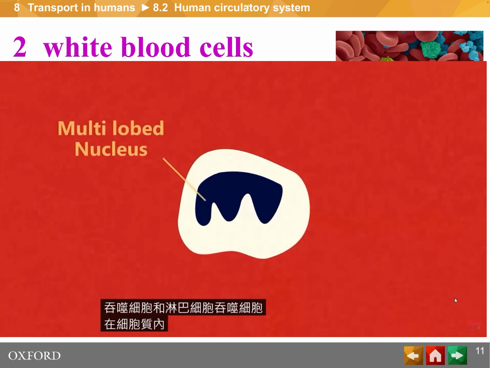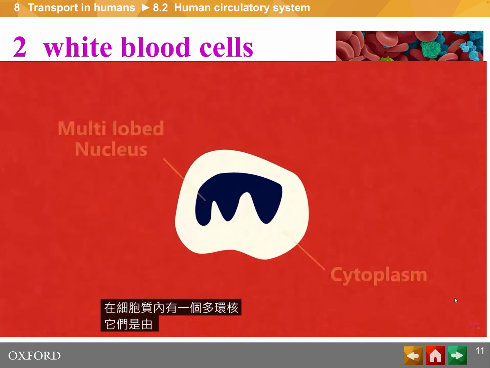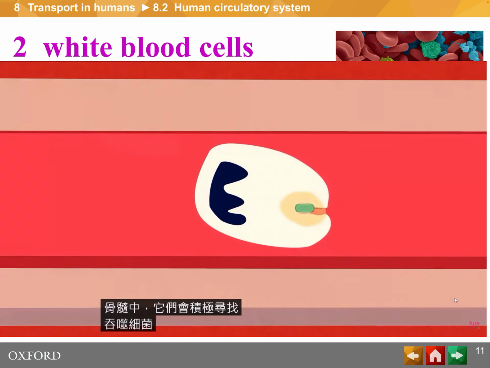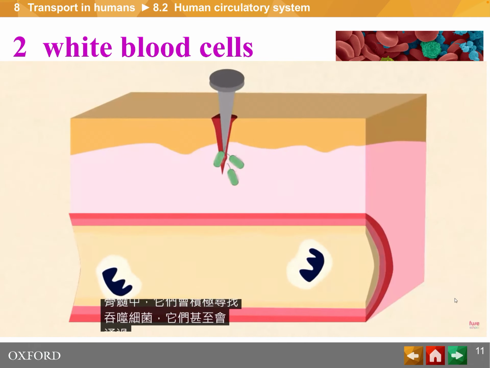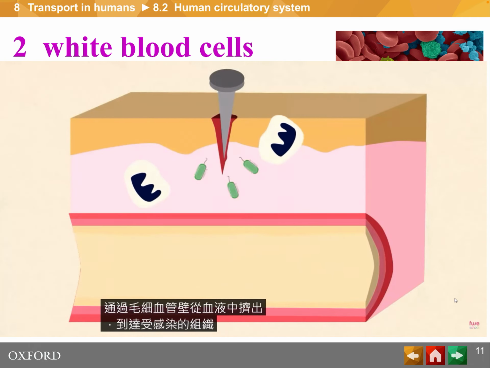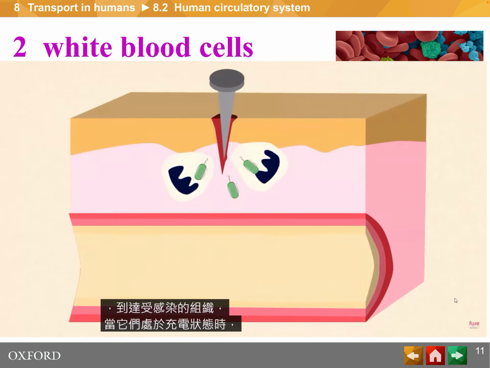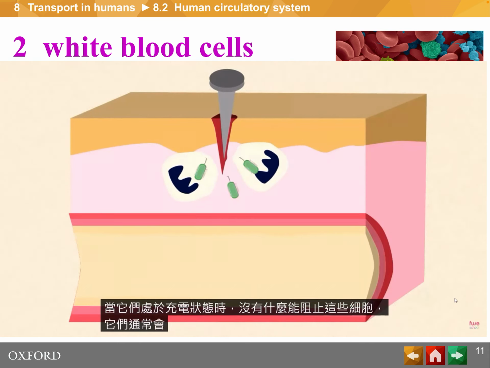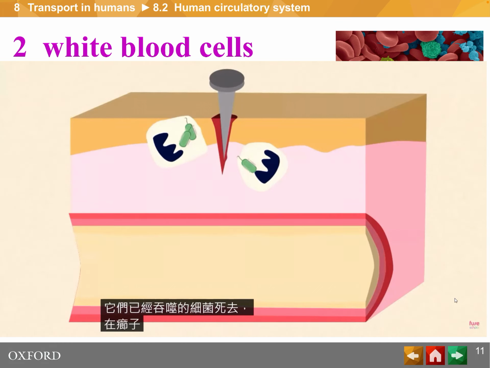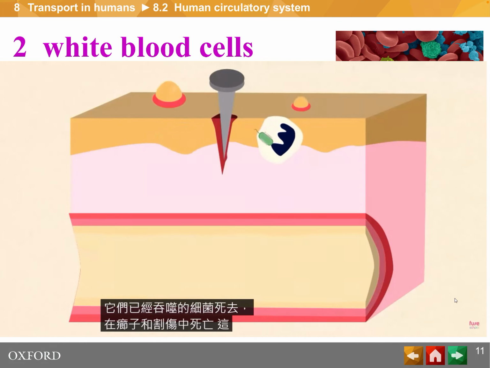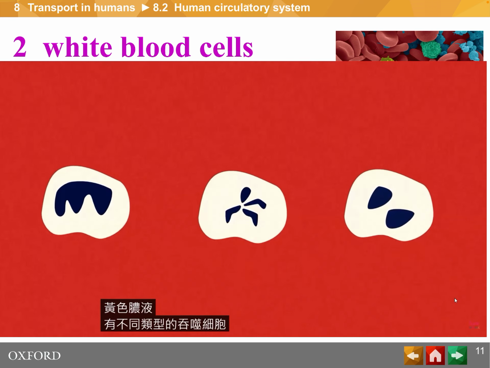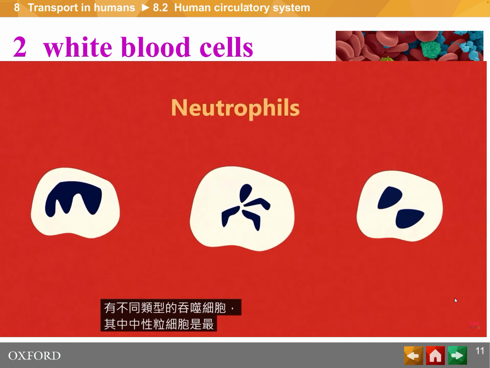Phagocytes have a multi-loop nucleus within the cytoplasm. They are made in your bone marrow and they actively seek out to engulf bacteria. They will even squeeze out of the blood through the capillary walls to reach infected tissue. Nothing stops these cells when they are on a charge. They will often die loaded with bacteria that they have engulfed and killed. In boils and cuts, this is seen as yellow pus. There are different types of phagocytes, with neutrophils being the most common.